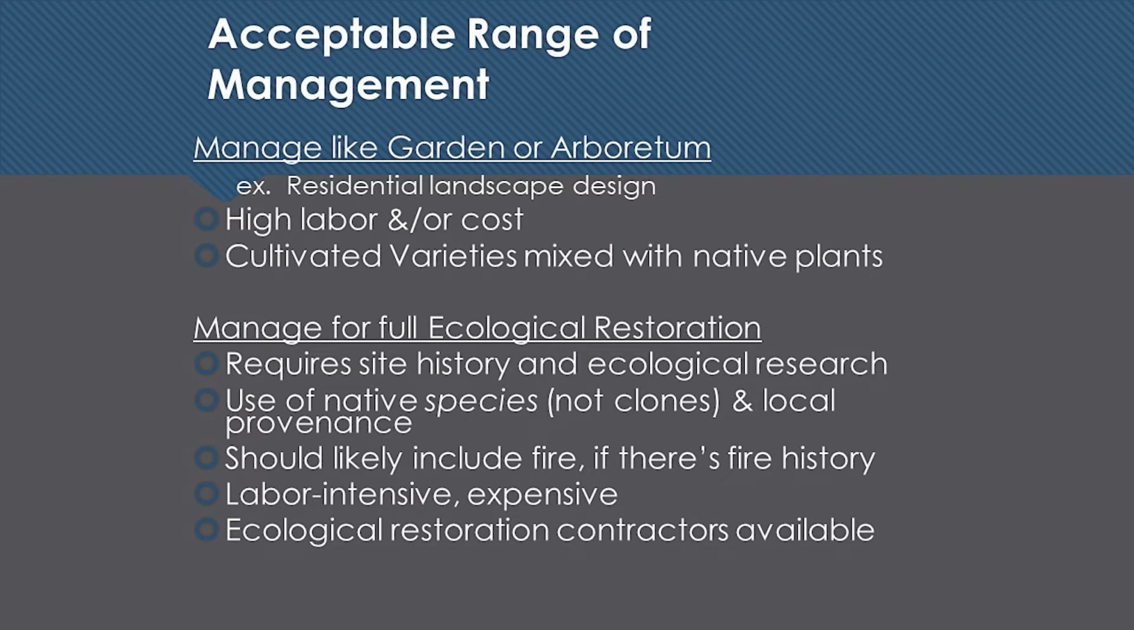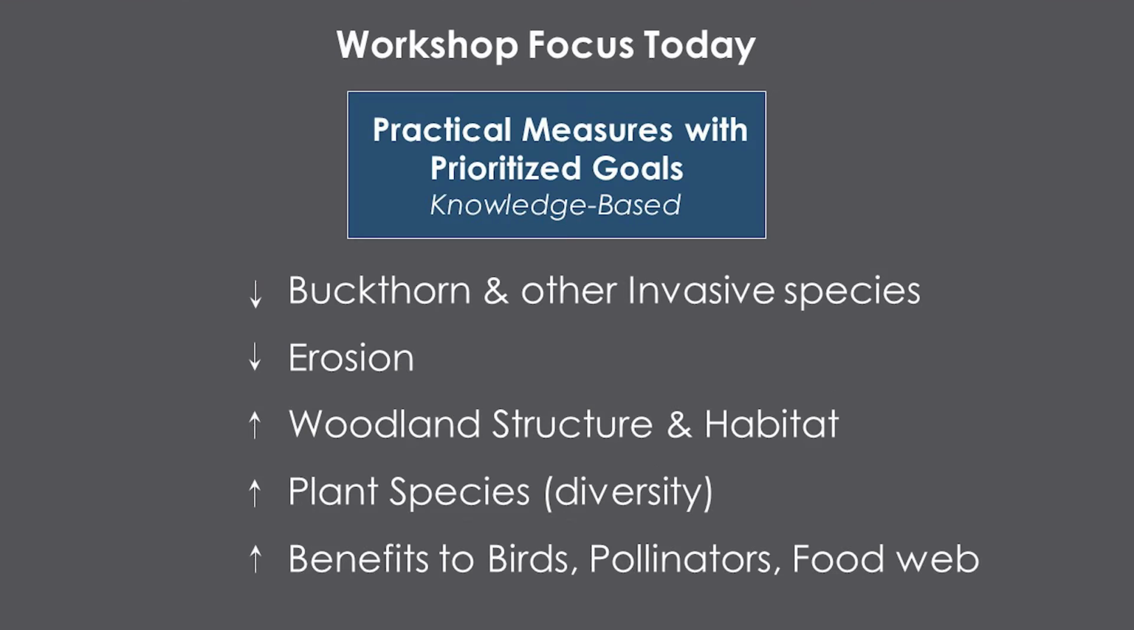All right, and so I just explained that. I'm going to go through that. So the focus today is reducing buckthorn and other invasive species, because there's a whole bunch that come together. Reducing erosion, increasing woodland structure and habitat for wildlife, for insects, for birds, for pollinators, all kinds of things. Increased plant species diversity, and the benefits in the whole food web. The whole food web, that's all interconnected, even the organisms in the soil can be affected by the work that you do on your property.